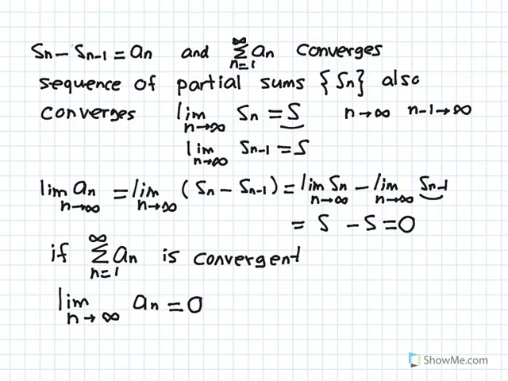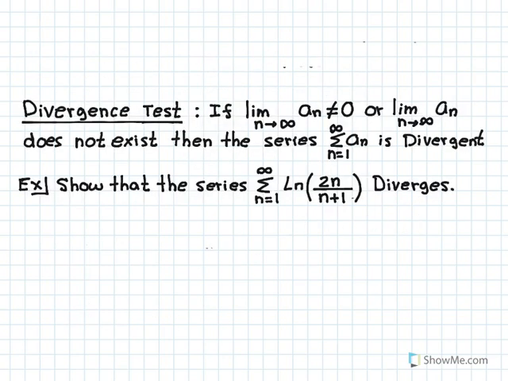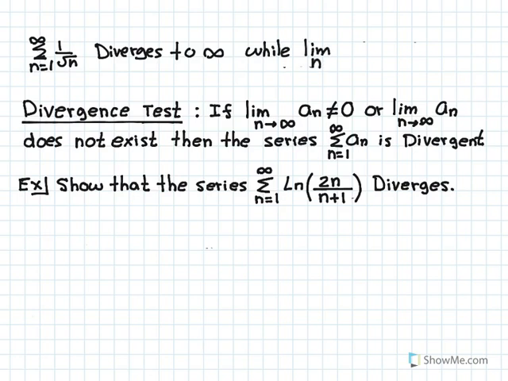Now notice the converse of this theorem is not generally true, because earlier we proved that summation 1 over root n, as n goes from 1 to infinity, diverges to infinity, while the limit of the nth term, the limit as n goes to infinity of 1 over root n, is 0. So the converse of this theorem is not generally true.